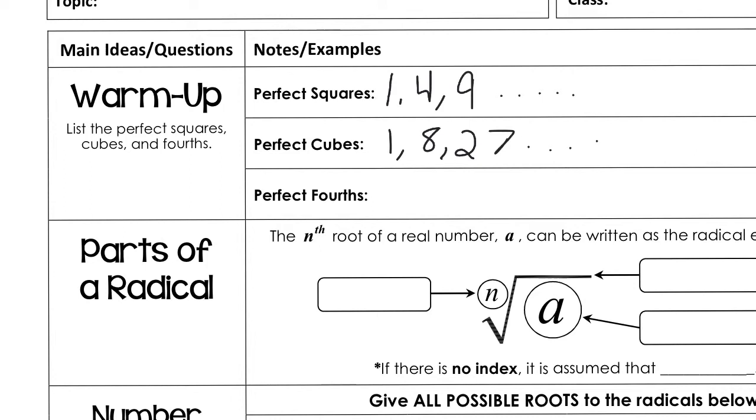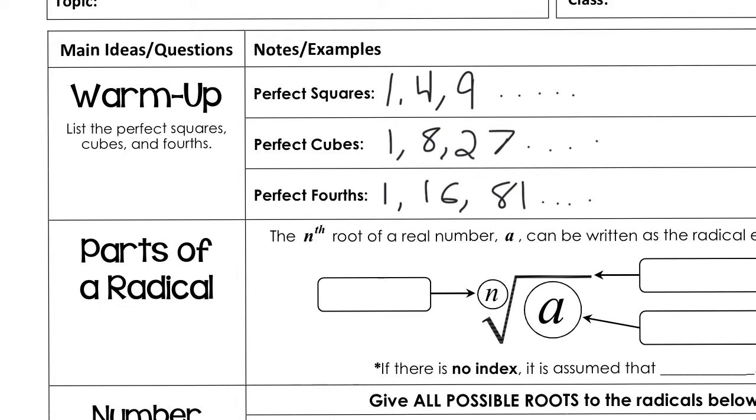Then you've got perfect fourths. 1 to the fourth is still 1, right? 2 to the fourth is 16, and 3 to the fourth is 81. On your notes, you should keep going again. Okay, so this is just a little exercise to help us refamiliarize ourselves with squares, cubes, and fourths. So if you want to pause the video right now and finish this, you should do that.